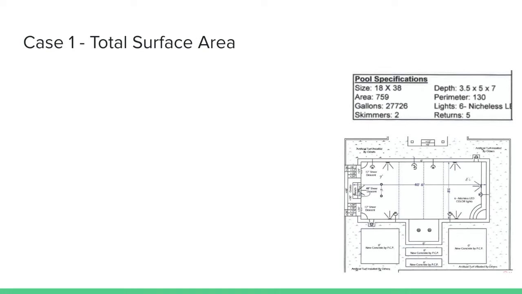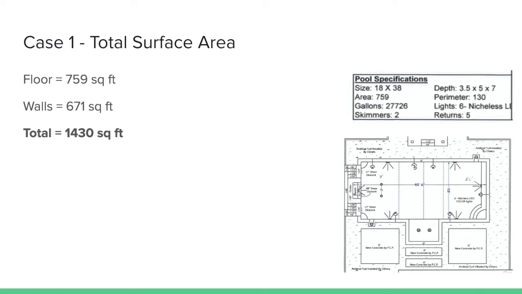Let's put it all together so that we can determine the total surface area of this pool. We determined that the floor was 759 based on the plan. The calculated walls was 671 square feet. So the total, you add those 2 up and it's 1430 square feet.